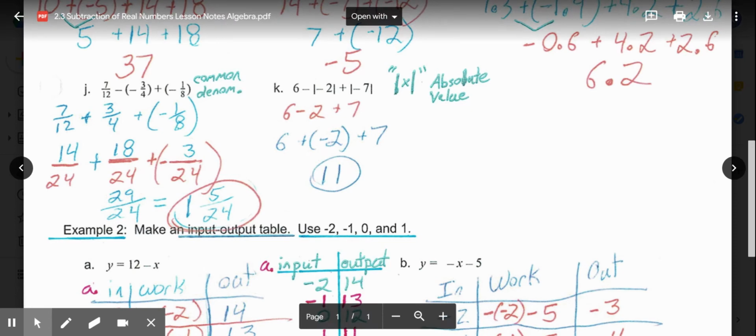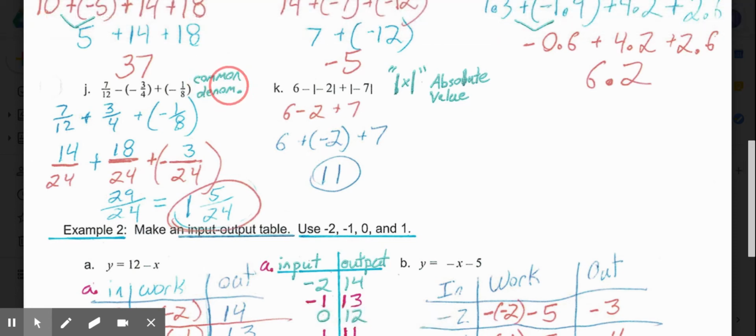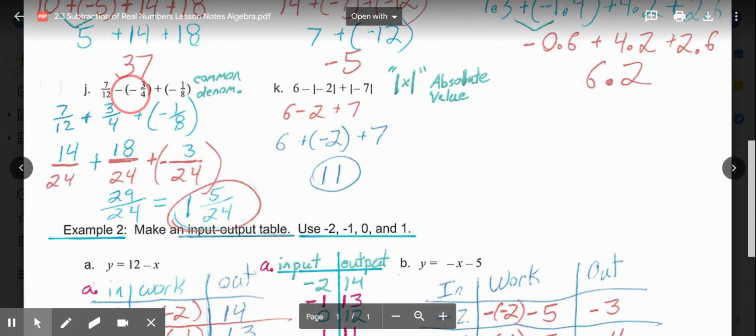And then in J, again, we want to remember we'll eventually need a common denominator because we're adding fractions. But first, I want to take care of changing the subtraction into adding. So our minus a negative 3/4 becomes plus 3/4. So our problem becomes 7 over 12 plus 3/4 plus negative 1/8.